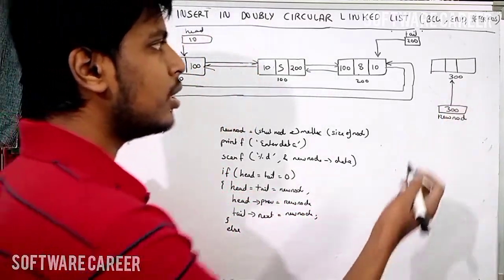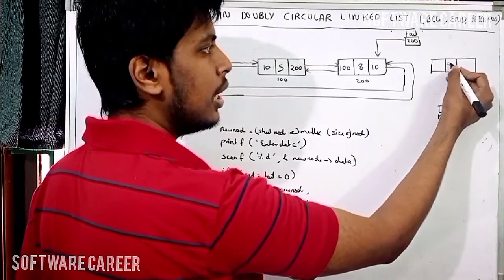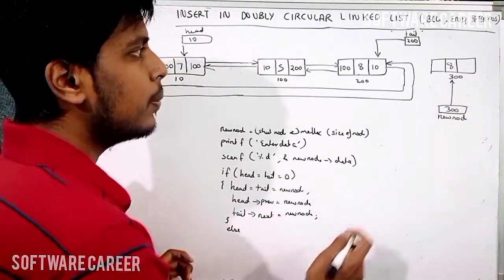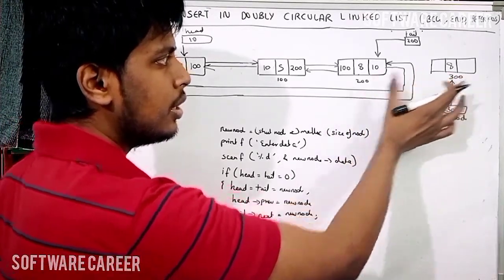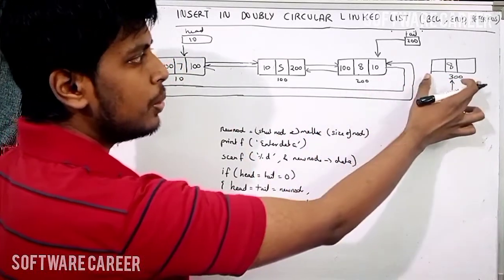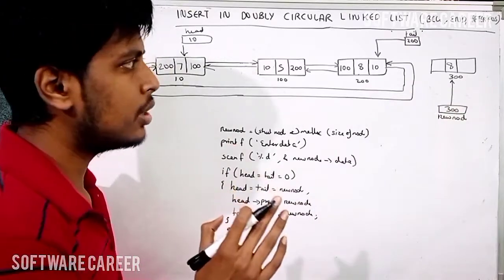Now see, I am asking the user to enter data. Let's say 8 is stored. Now I am inserting this at the end of the linked list. So this should be the last node. How to fix this as the last node?